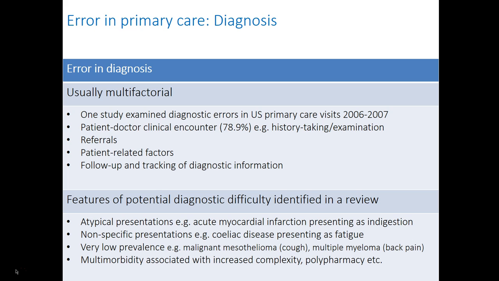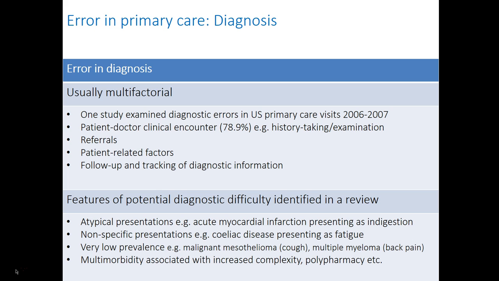One of the difficulties that may lead to diagnostic error in primary care is that the presentations are often atypical. So a patient may present with indigestion but actually have an acute myocardial infarction or a coronary event. The presentations may be non-specific. So, for example, fatigue may be the presentation and the sole presentation of underlying celiac disease.